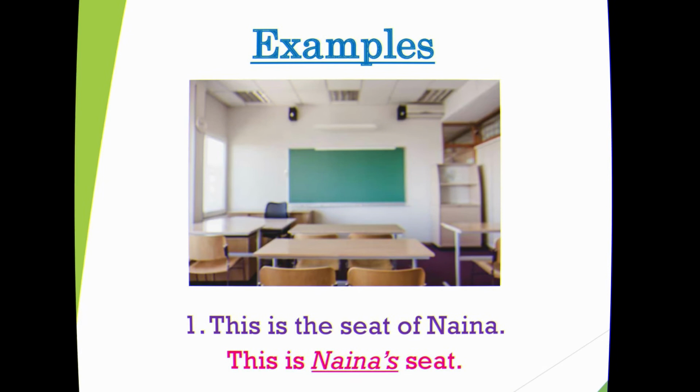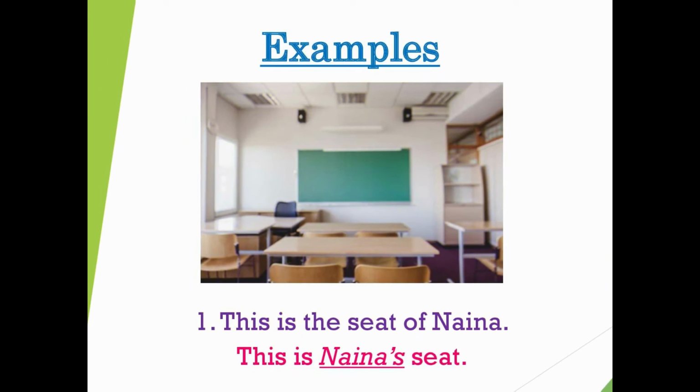For example, this is the seat of Naina. Here, I want to show possession of seat. So what I have done, I have inserted apostrophe s with the noun. This is Naina's seat. So Naina's. Here Naina's, it is in possessive case because it is showing possession, ownership.